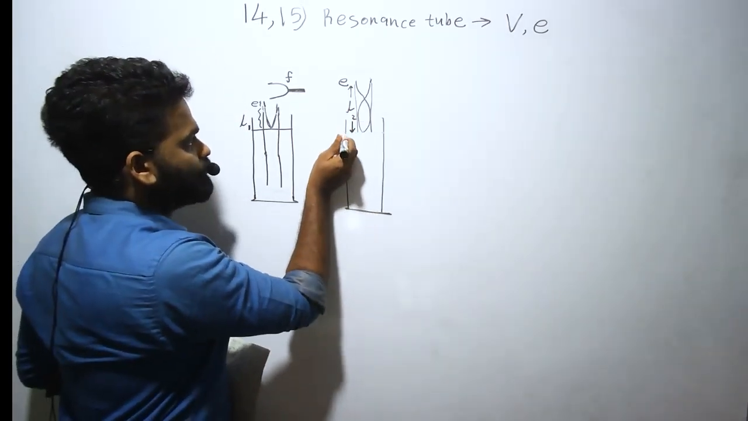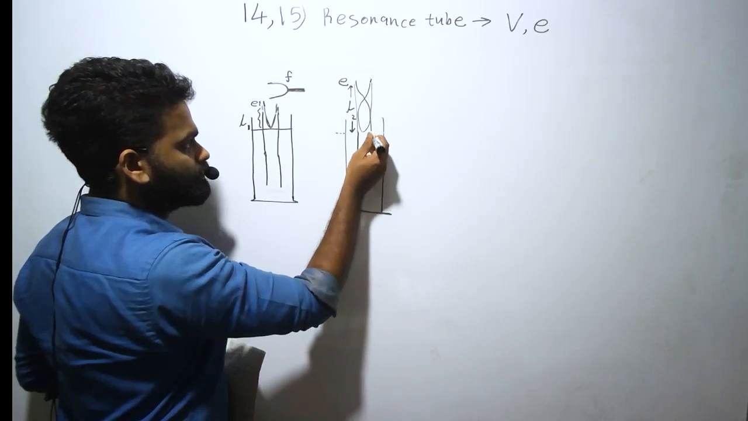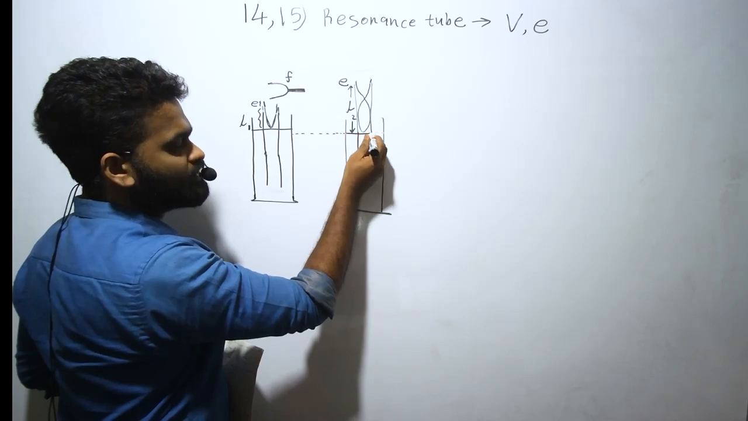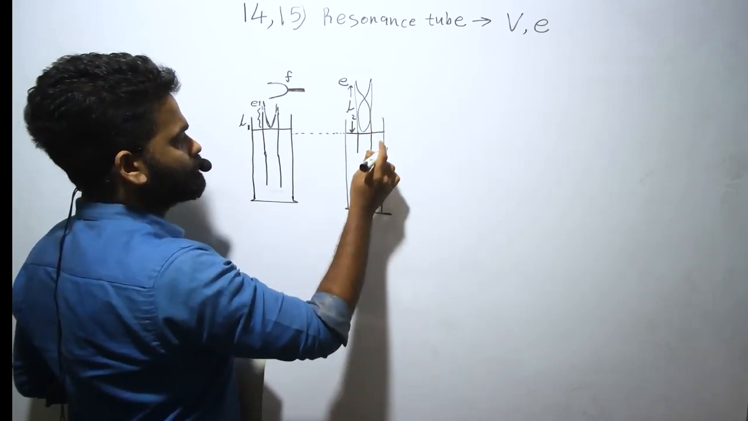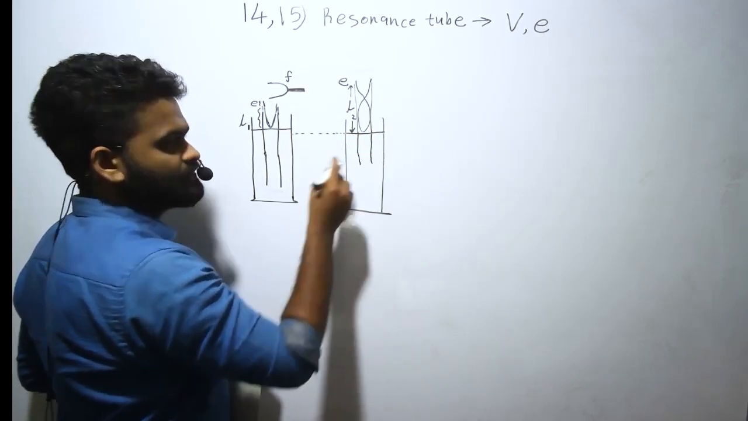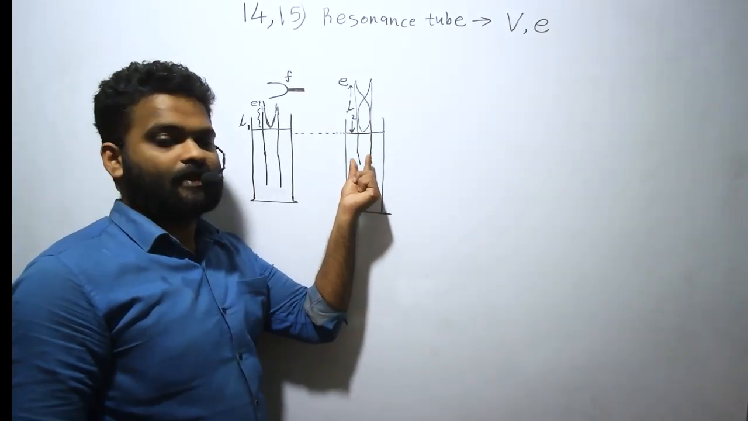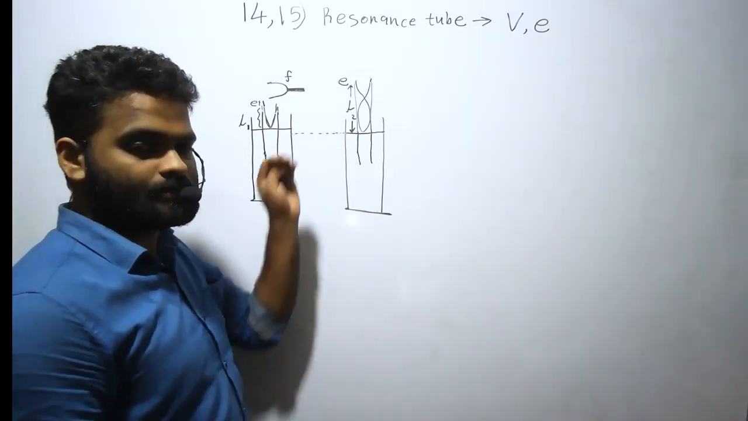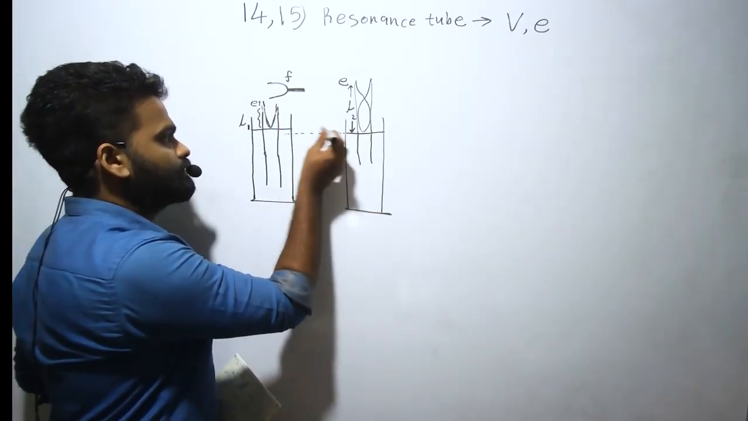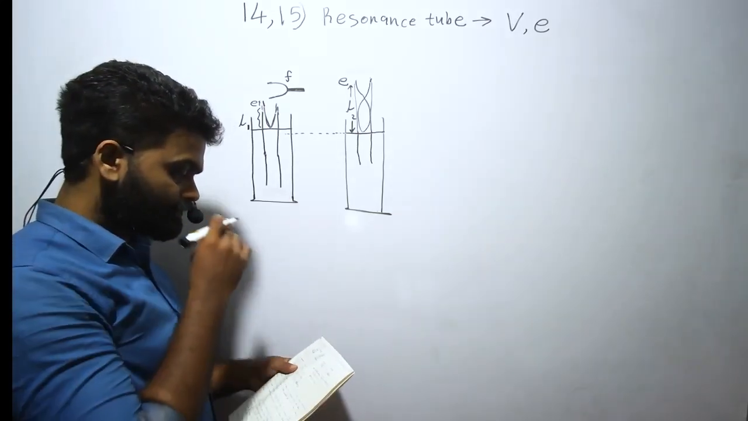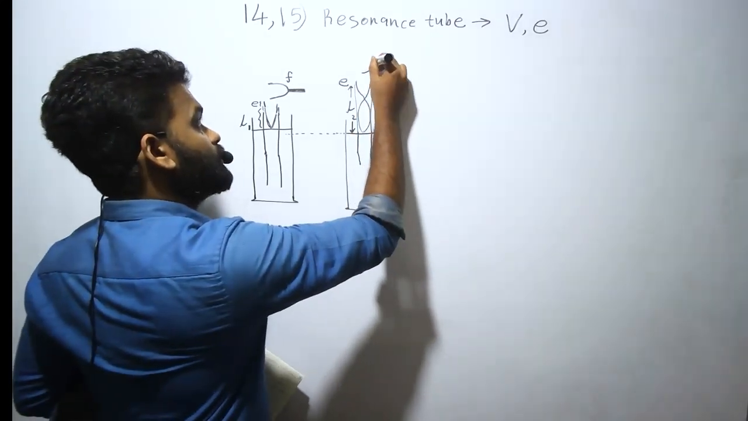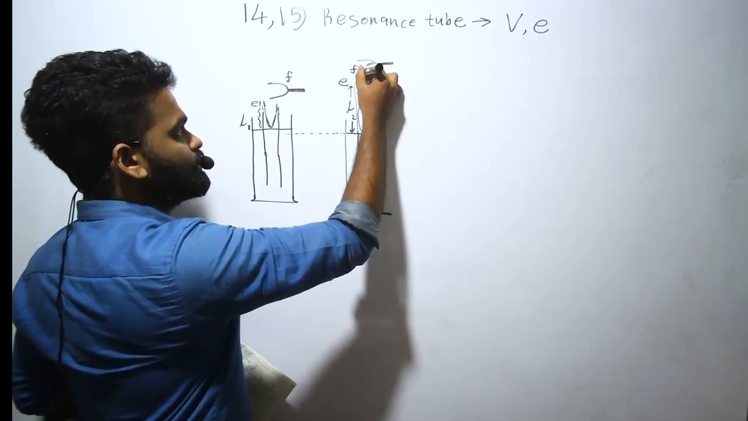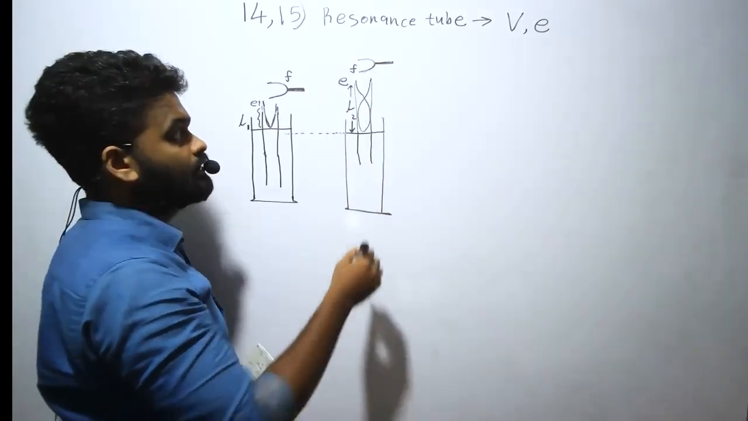You can notice that when you lift this pipe, the water level here has dropped. When you lift this, the volume inside it decreases, so the water level slightly drops. You have to do the same procedure, lifting this while having the vibrating tuning fork above it, like this.